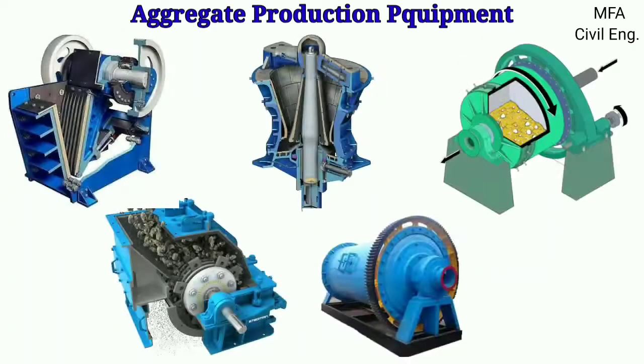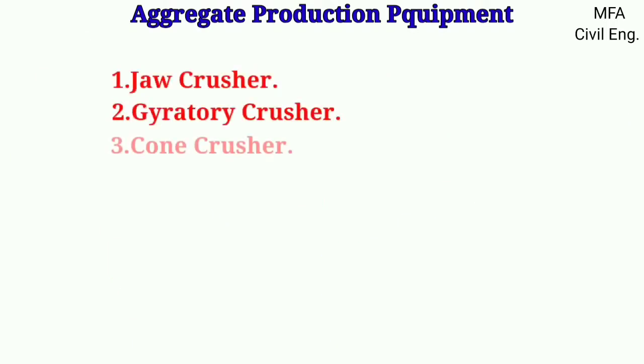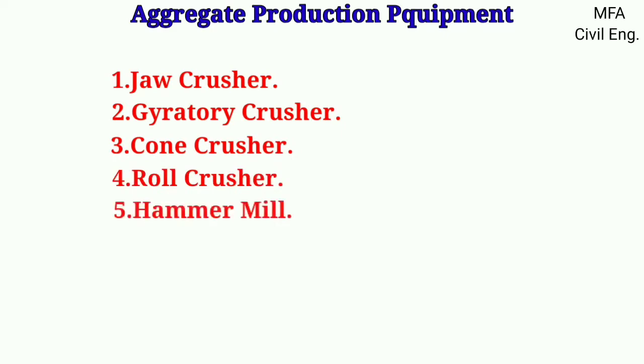The different types of crushers used for the production of the aggregates are jaw crusher, gyratory crusher, cone crusher, roll crusher, hammer mill, rod mill and ball mill.